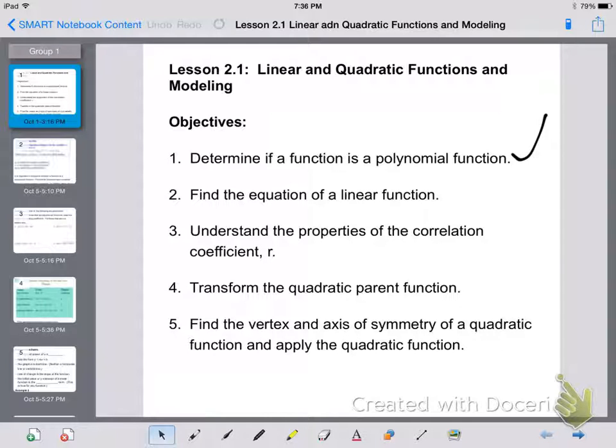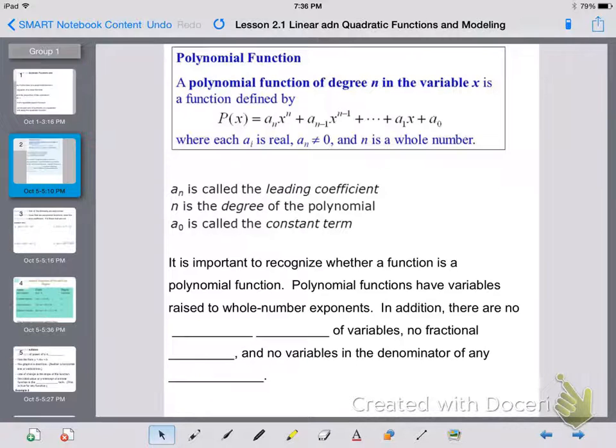We're going to find the equation of a linear function, find the vertex and axis of symmetry of a quadratic function and apply the quadratic function. And then on the second video, we're going to deal with the correlation coefficient. Transforming the quadratic pairing function, we did that in chapter 1, so I'm not going to spend too much time on that. Let's begin with polynomial functions.